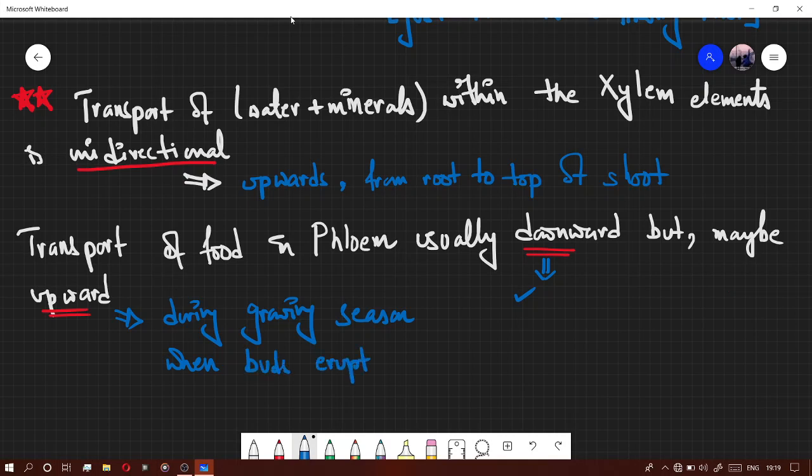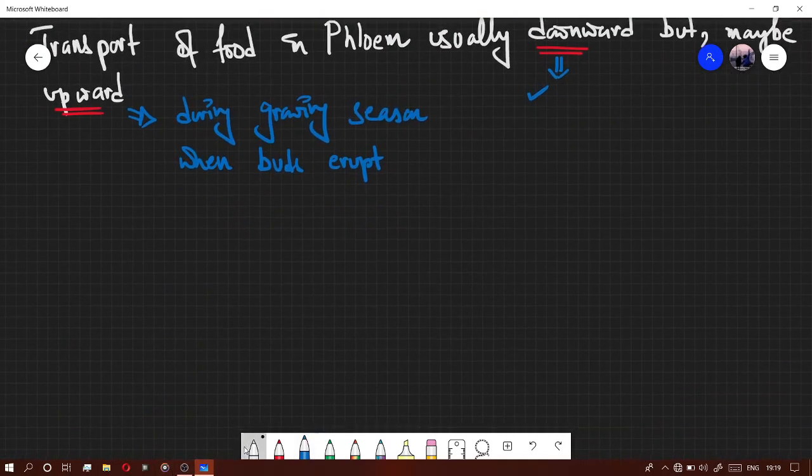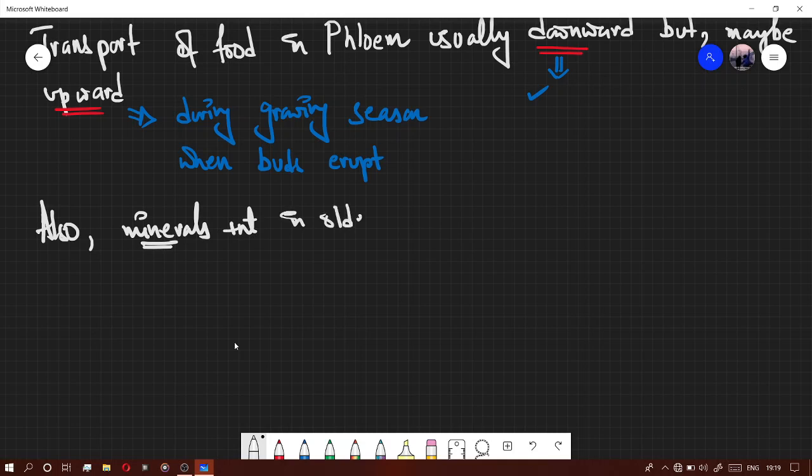And minerals. Also, minerals present in older tissue may get donated to the younger tissues.